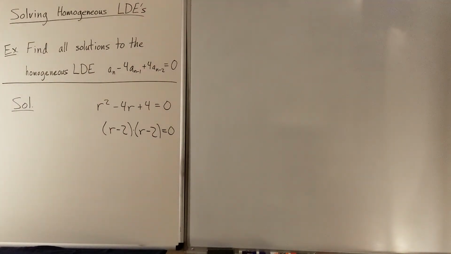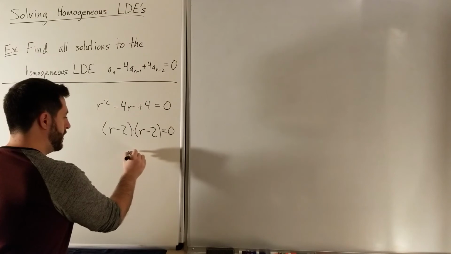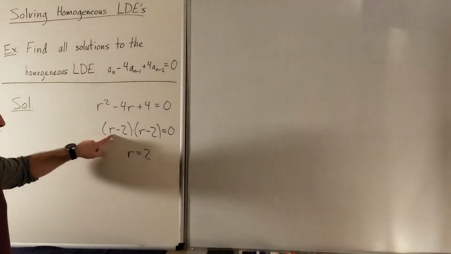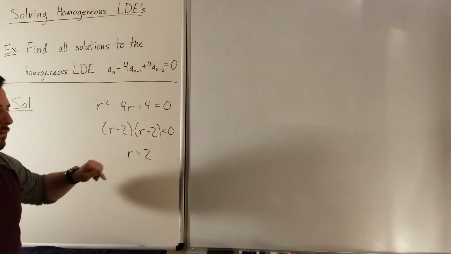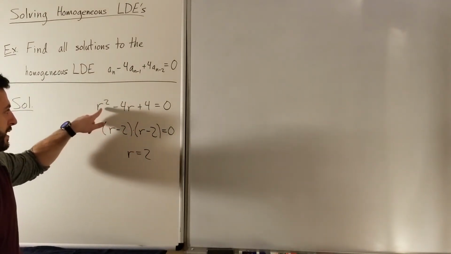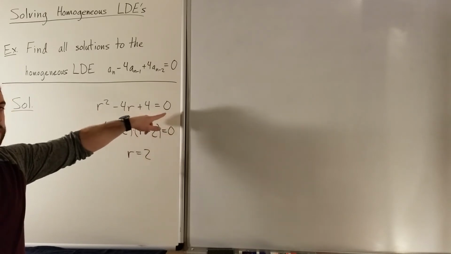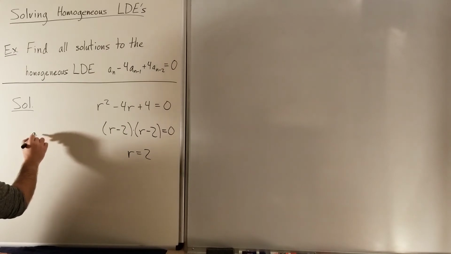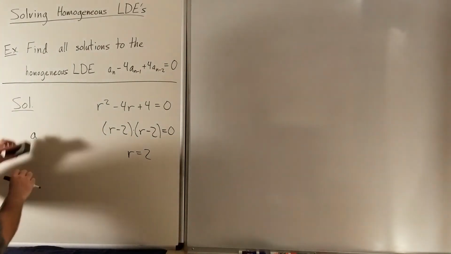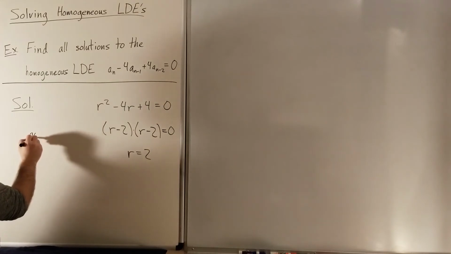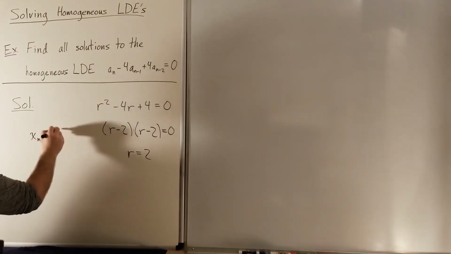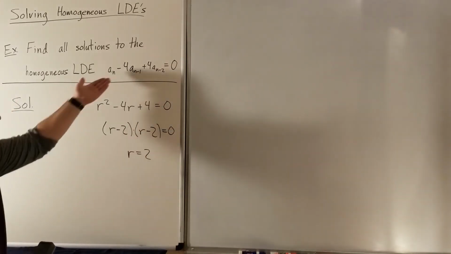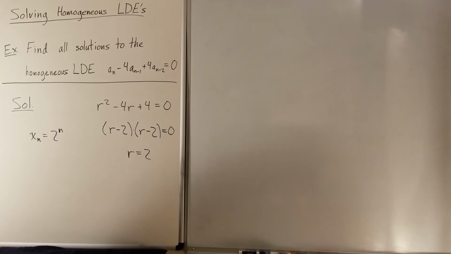So what does that mean? Well, in particular, if r is equal to 2, then these both will be 0. So 0 times 0 is 0, which means that r squared minus 4r plus 4 will be 0, which means that the solution x_n equals 2 to the n will satisfy this difference equation.